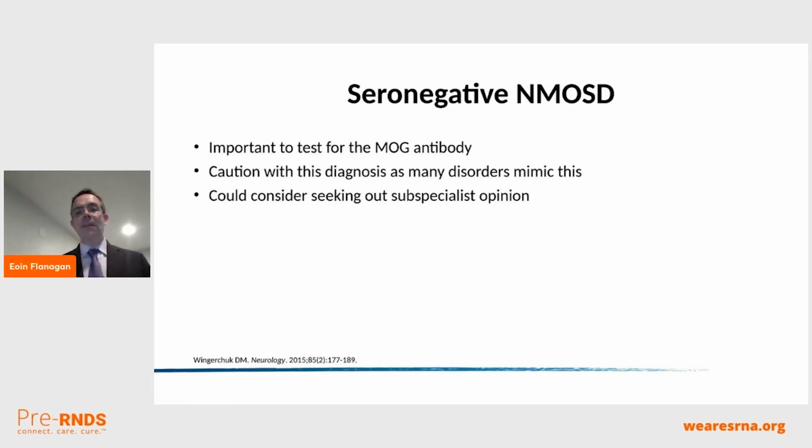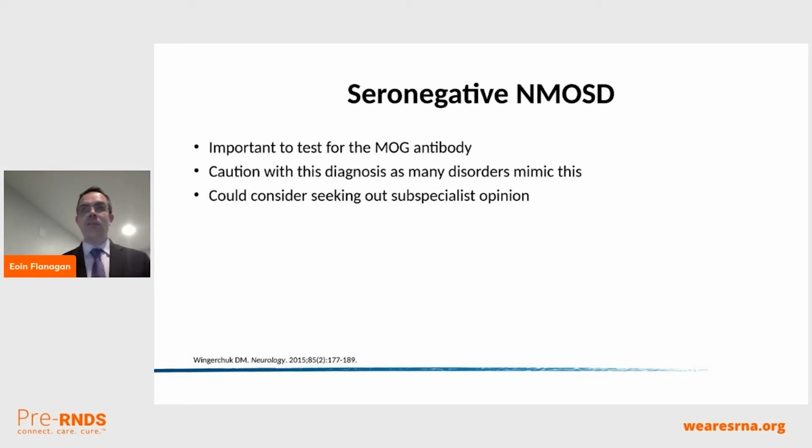Now, what about seronegative NMOSD? So these are patients who have neuromyelitis optica spectrum disorder but are negative for the aquaporin 4 antibody. Well, there's one other antibody that can cause a similar syndrome, and that's the MOG antibody. So if you have a seronegative NMOSD, you want to make sure that you are tested for a MOG antibody, because that's a different disease and requires a different type of treatment and has a different outcome and different prognosis.